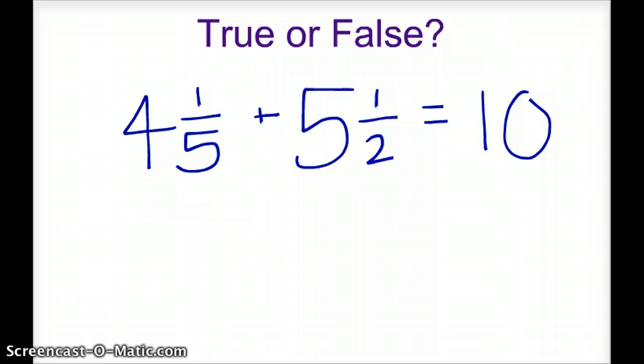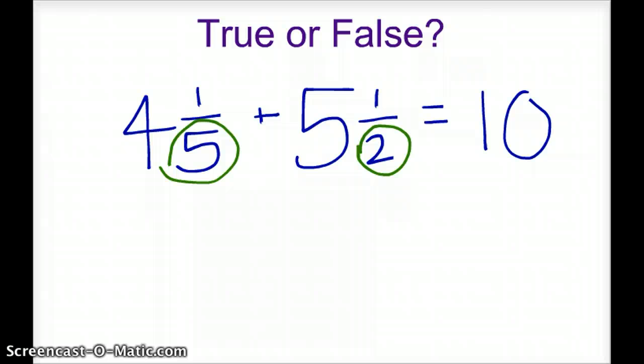True or false? 4 1/5 plus 5 1/2 equals 10. Go ahead and pause this and solve. Remember that when you're adding or subtracting, the denominators need to be the same. Right now, they are different. We have a 5 and we have a 2. We need to use that catchy song to remember: multiply the bottom and top by the opposite denominator. I know you love it when I sing to you.